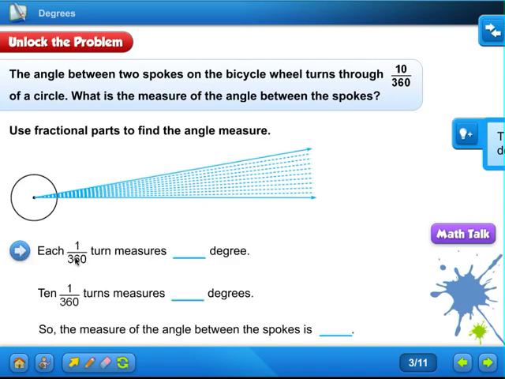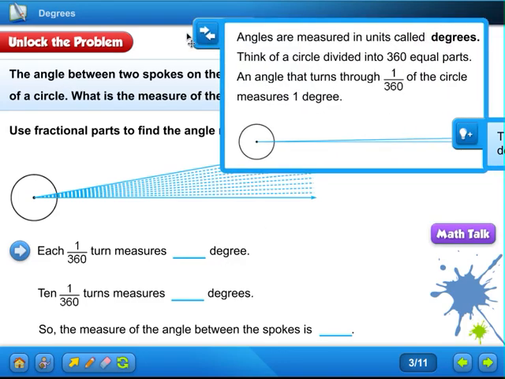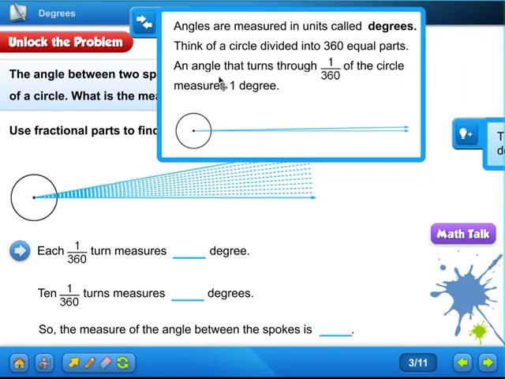Each 1 over 360 turn measures blank degrees. Let's look back up here. It told us the answer. Measures how many degrees? Measures 1 degree. It went just a little. 1 degree.